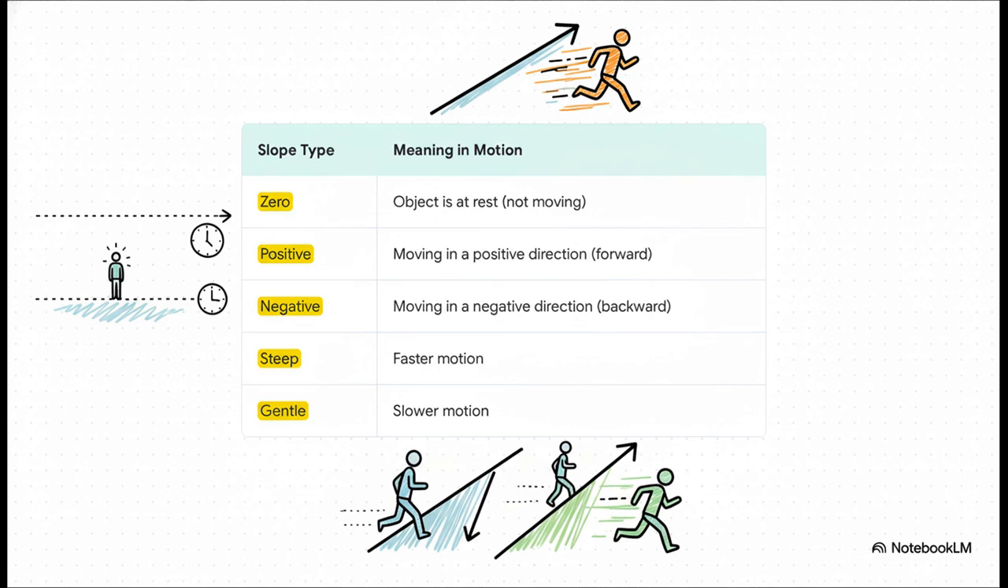But here's the most important part, the steepness. A really steep line means you're sprinting. A gentle, shallow line, you're just taking a nice, easy stroll. Oh, and a little bonus tip for you. If you ever see a line that's curved, that means the speed itself is changing. We call that acceleration, but that's a whole other story.